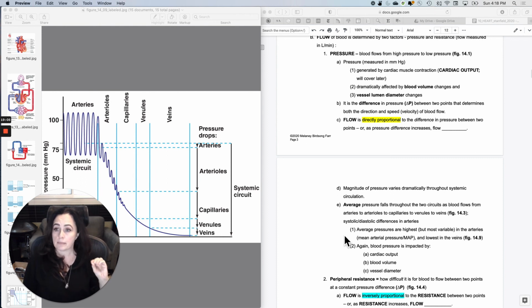Again, one more time, the pressure is really impacted primarily by three things: cardiac output, which is what the heart is doing, blood volume, which is how much fluid is in the tubes, and then what we call vessel diameter, which is just how big the tubes are. Okay, I'm going to stop right there, and then I'll do resistance in the next one.